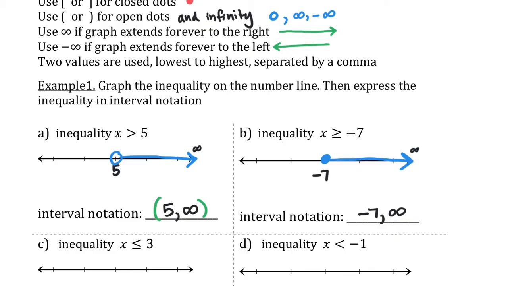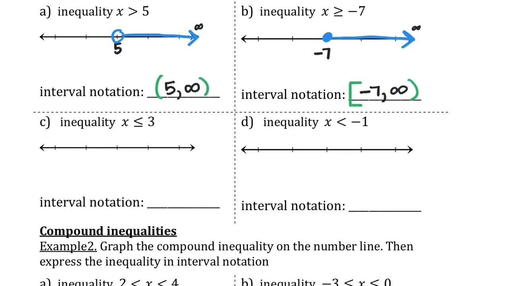Now I'm going to go back and see if they should have a parenthesis or a square bracket. At negative 7, there's a closed circle. Because there is a closed circle, I use the square bracket. At infinity, infinity always has a parenthesis, so I'm going to put a parenthesis there. So this graph is shaded from negative 7 to positive infinity. At negative 7, there's a closed circle, and I indicated that with a bracket. Okay, we're going to keep going.